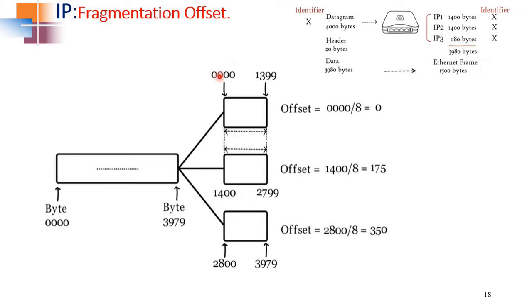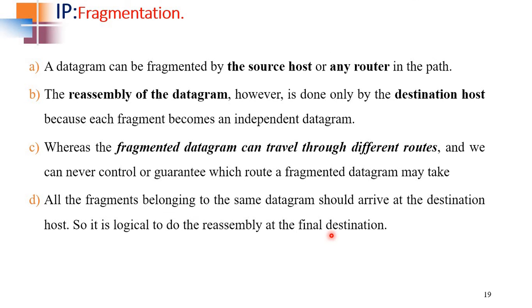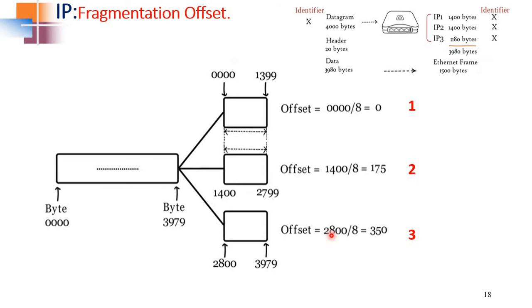So here I am going to have only 0. This is the starting value, 1400, and this starting value 1400 plus 1400 is 2800 here. So for the first, second, as well as the third: for the first one we're going to have 0, for the second one we're going to have 175, and for the third one we're going to have 350.